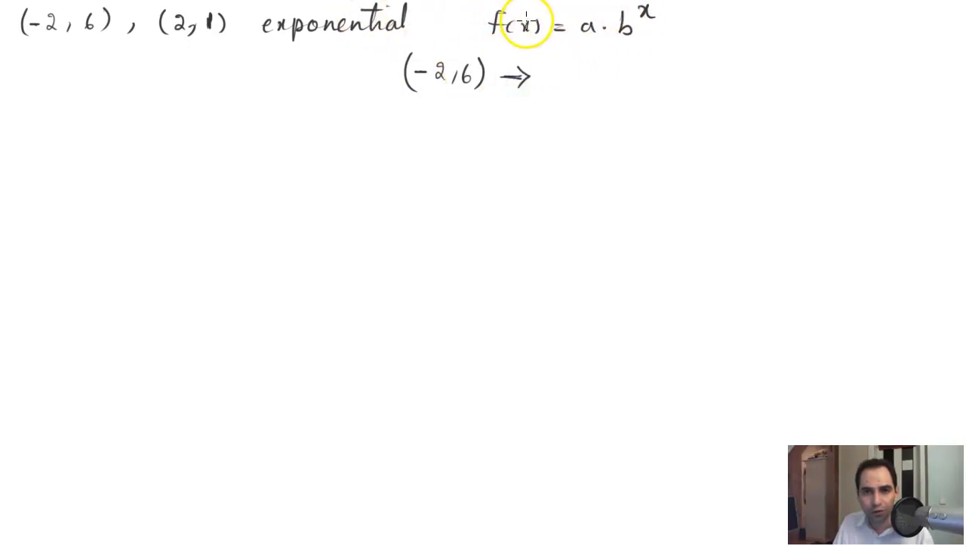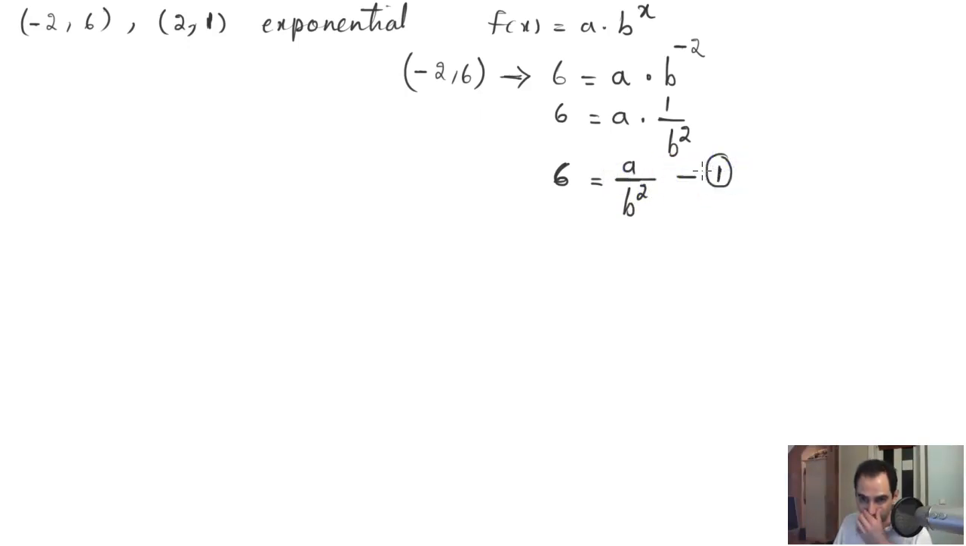For example, since you have -2, 6, you can write, based on this and the general form of an exponential function, f of x, which is 6 here, is equal to a, I don't know what a is, times b, I don't know what b is, but I know what x is. X is -2. So this means 6 is equal to a times b raised to the power -2, which means 1 over b squared. So basically 6 is equal to a over b squared. You can call this equation 1.